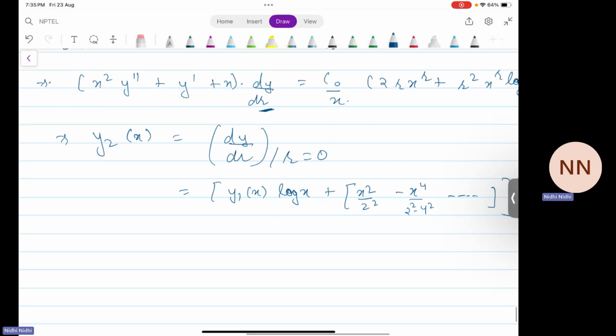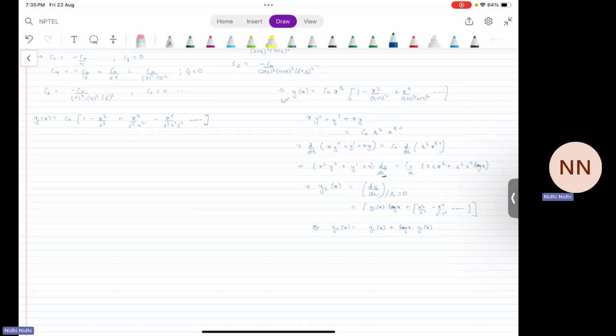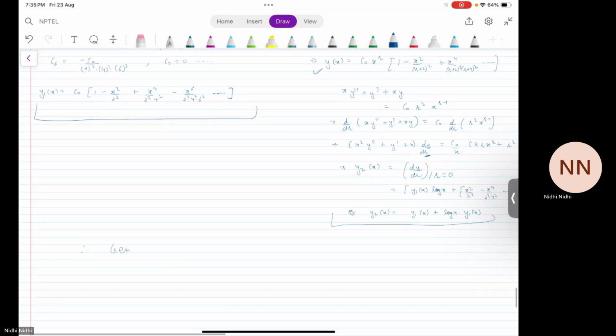which is basically the same as we would have directly written as y2(x) is equal to y1(x) times log x plus a series. And our general solution, therefore our general solution is given by arbitrary constant times y1(x) plus arbitrary constant times y2(x). Therefore our general solution is y(x) is equal to a times y1(x) plus b times y2(x).